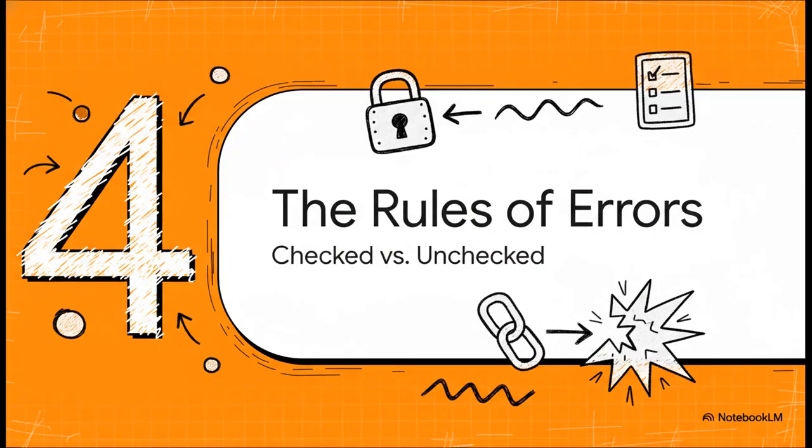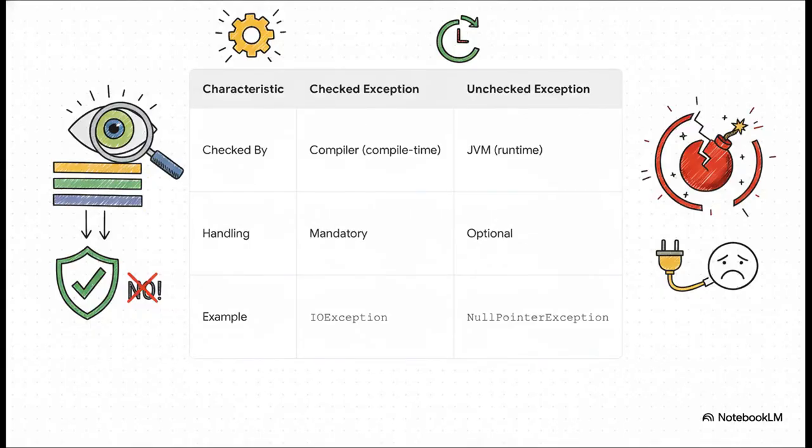Yeah, it turns out not all exceptions play by the same rules, and that brings us to a really important concept in Java, the difference between checked exceptions and unchecked exceptions. So this table breaks it down really nicely. On one side, we have checked exceptions. The Java compiler itself checks for these before it even lets you run your code. It forces you to deal with them, either with a try-catch block or by declaring throws. These are usually for things outside your program's direct control, like a file not existing.